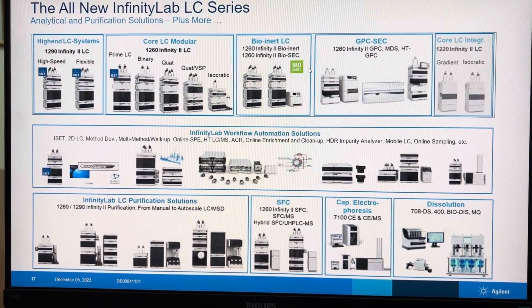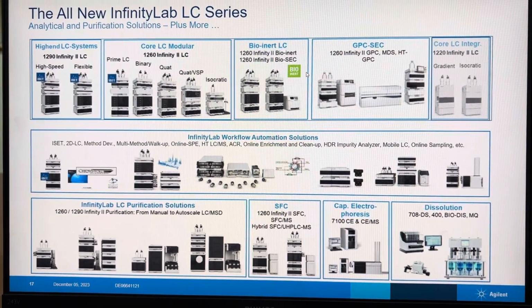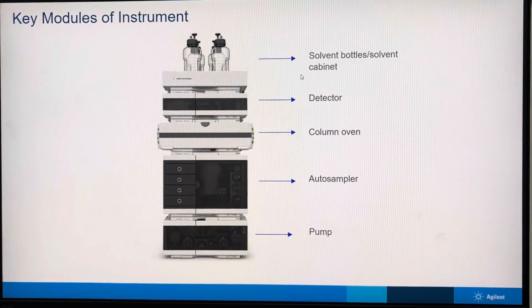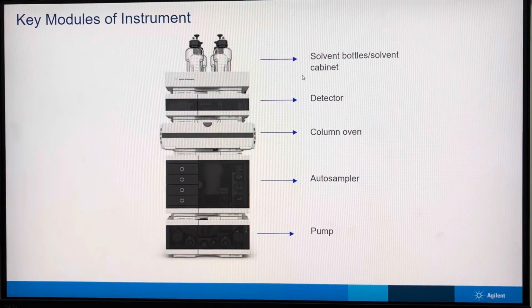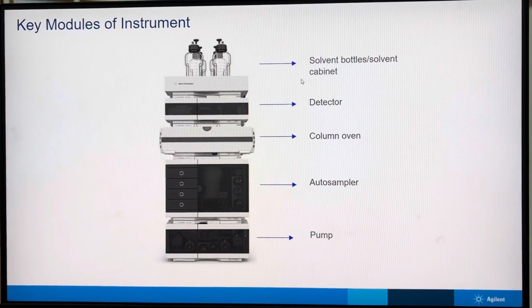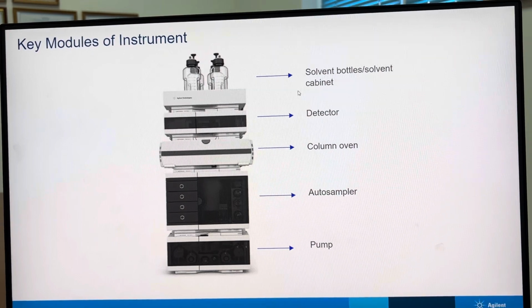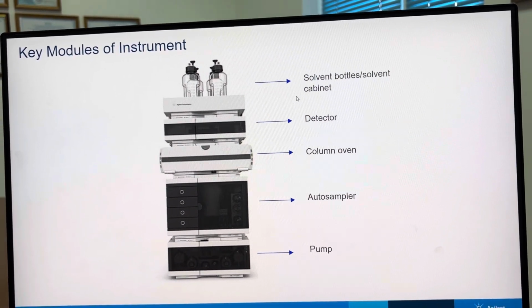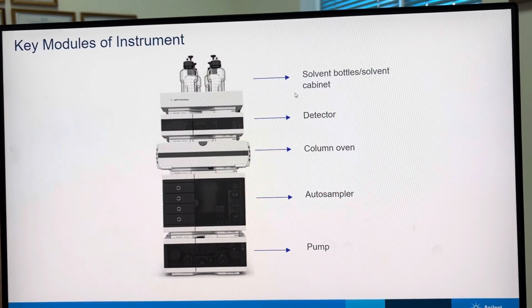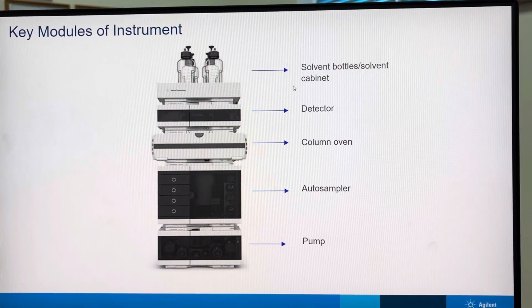Now, to understand in detail the different modules of the instrument: many of you are working with the instrument, and the Agilent system is a modular system. We have the solvent bottles, where the most important consumable is the bottles, and the detector lamps, column, tubings and other things are required. Autosampler vials we discussed. Also the metering device and other consumables are there. In the pump, mainly the pump consumables are required.